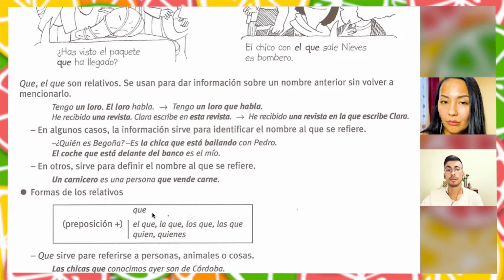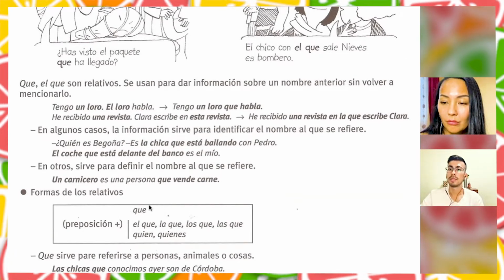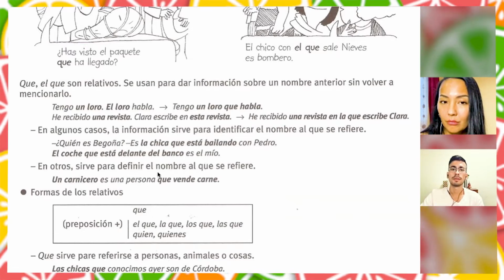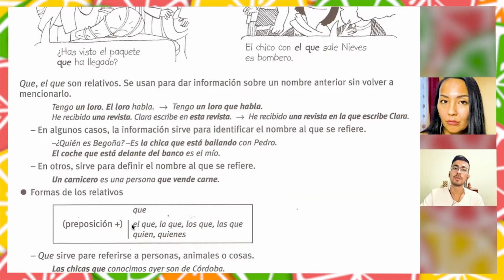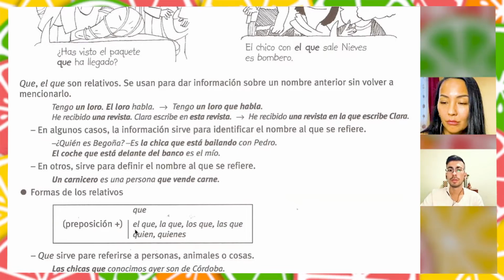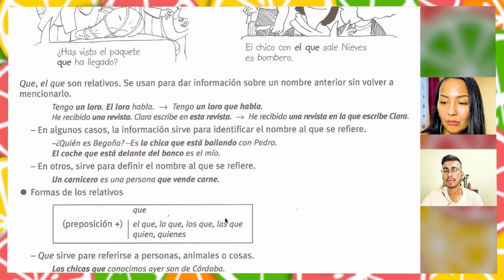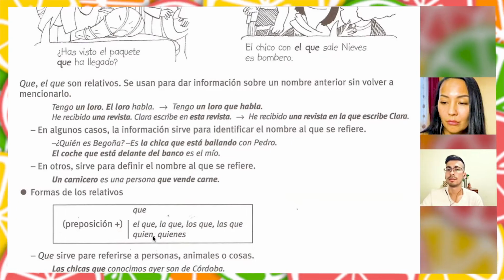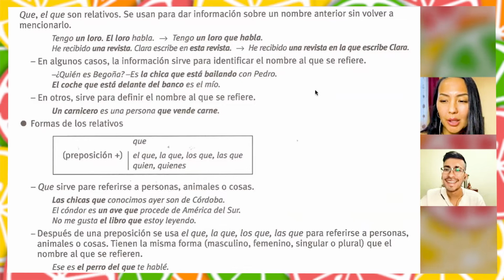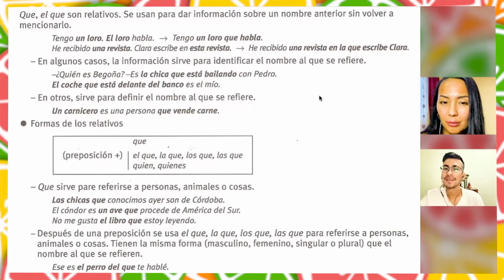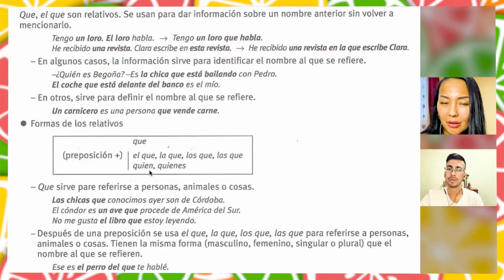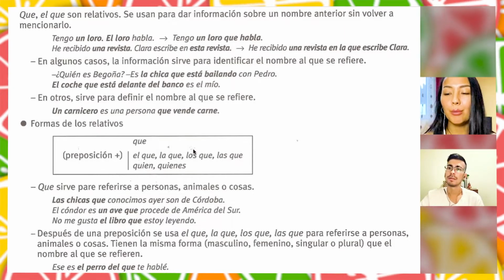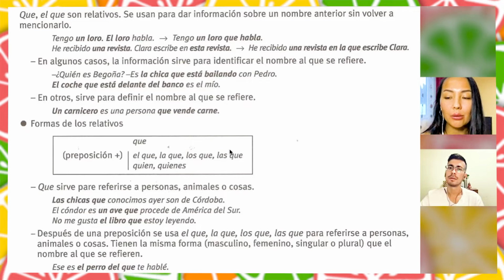We can use just que, as we already saw, with any prepositions. Or we can use prepositions plus el que, la que, los que, quienes. ¿Y quién? Quién means who, yes. Who.